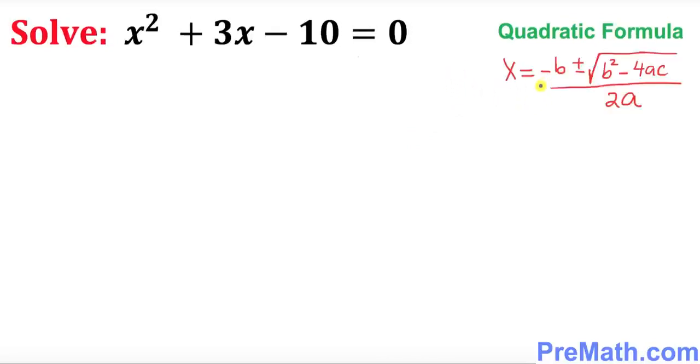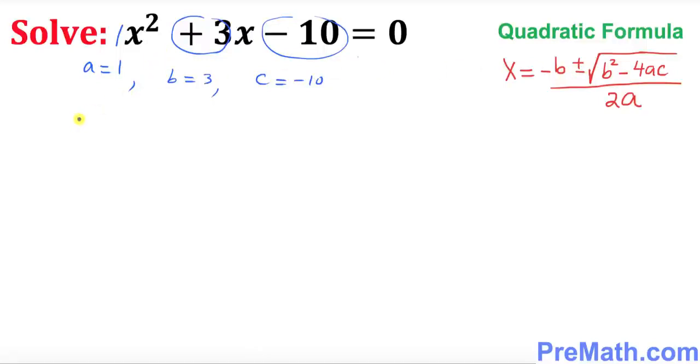So here is the quadratic formula and we're going to be solving this quadratic equation. Let's go ahead and find out what our coefficients are. Right here, the leading coefficient a is 1 by default. So a equals 1. Our coefficient b is positive 3 and c is simply negative 10. Let's go ahead and plug it into this formula.